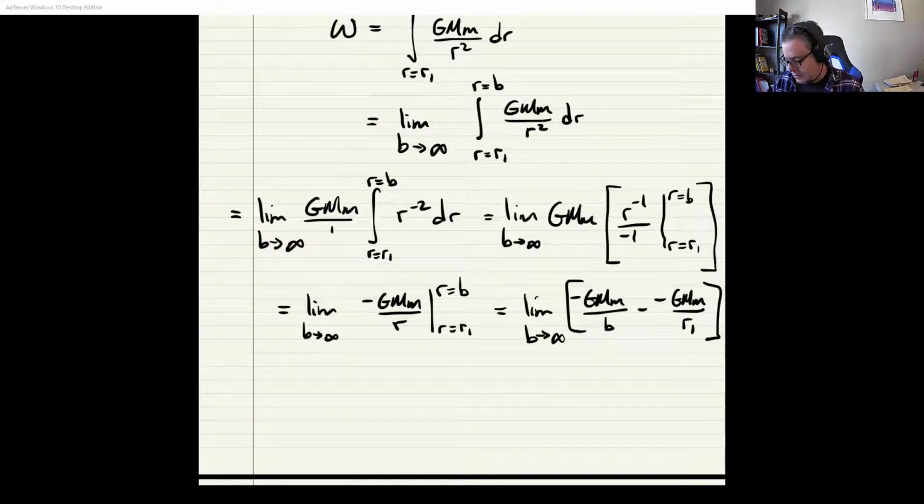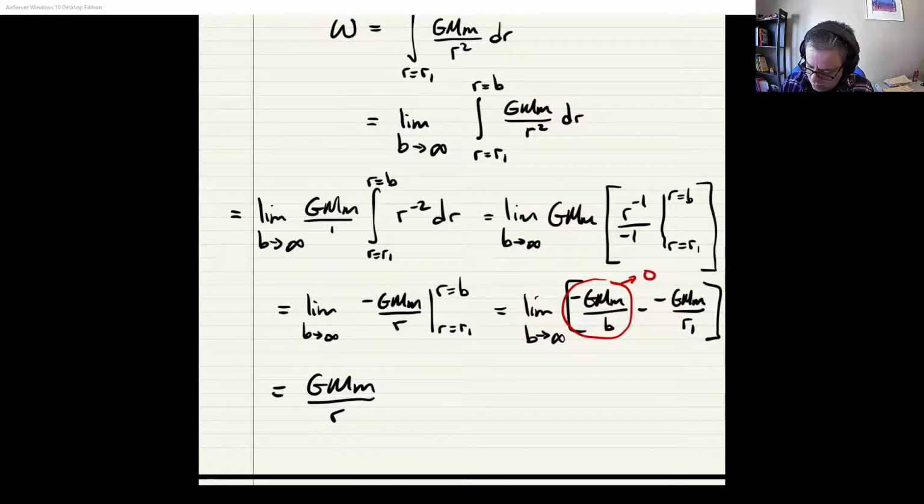Okay, now that's the work done by the rocket escaping gravity, up to the point b, to a radial distance b. Then we look at what happens when that b goes to infinity. We take the limit as b goes to infinity, and of course, because that b is in the denominator there, this term is going to 0, and therefore its limit equals 0. And so the limit is equal to positive, because here I have a minus minus, so that becomes a positive, G M little m over r1.